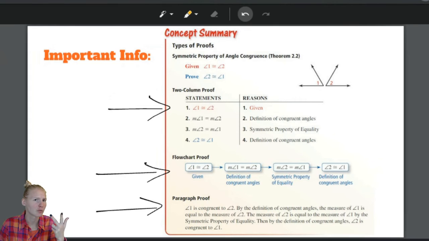Do you want to write a paragraph proof? So be familiar with all of them, but typically you get to choose how you want to prove it.